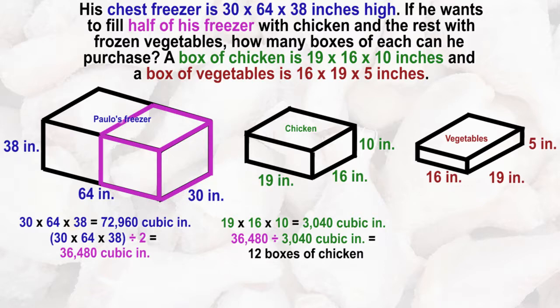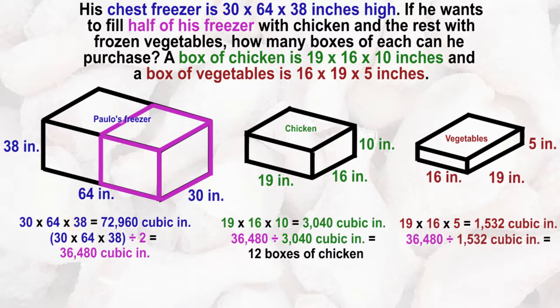In the final step, we need to determine an equation that shows the total number of boxes of frozen vegetables that will fit into half the freezer. We know the dimensions of the frozen vegetable box is 16 inches by 19 inches by 5 inches. Half of the freezer volume is 36,480 cubic inches. We will need to divide that by the volume of the frozen vegetable box. The equation would be 36,480 divided by 1,532 equals 23 81/100 boxes. I cannot fit a part of a box in the freezer, so we can fit 23 boxes of frozen vegetables into the freezer.